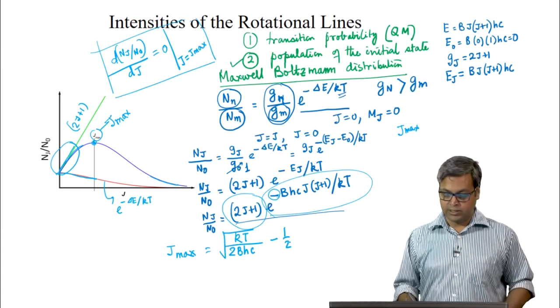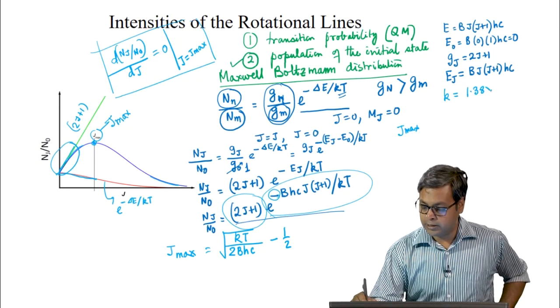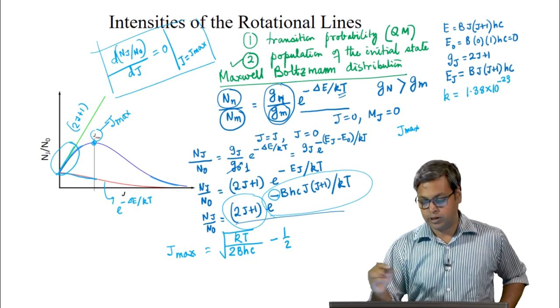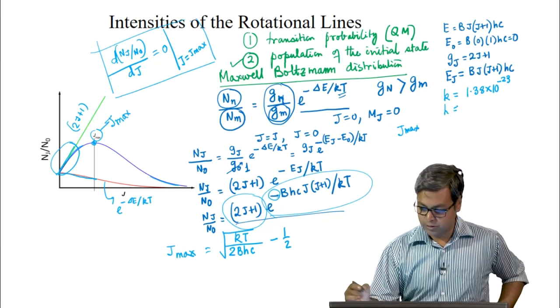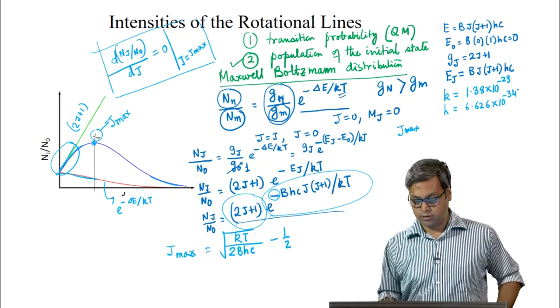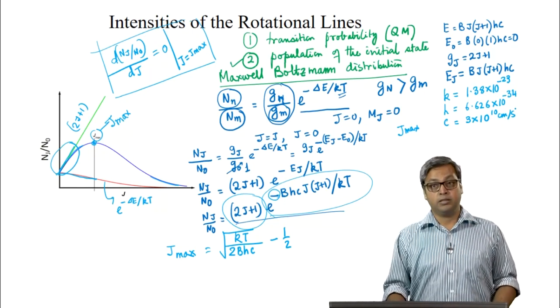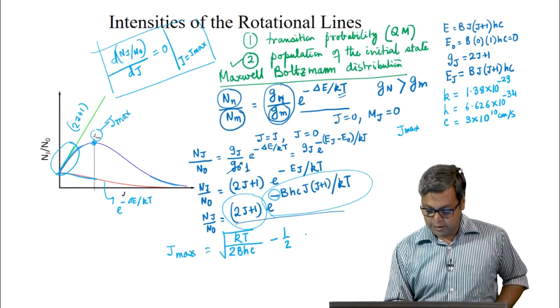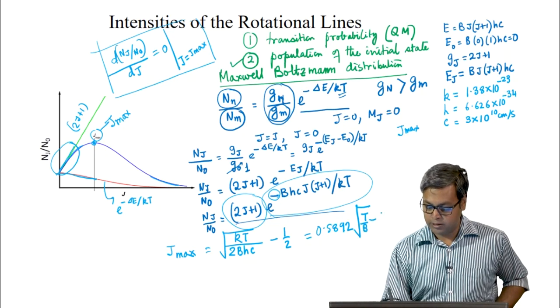Now, if we put the values, for example, if we put the Boltzmann constant k equals 1.38 times 10 to the power minus 23 in the SI units, and we put h equals 6.626 times 10 to the power minus 34 in the SI unit, and the value of c, if we put 3 times 10 to the power 10 centimeter per second, then what we will get? We can simplify the expression as 0.5892 root over T by B minus half.